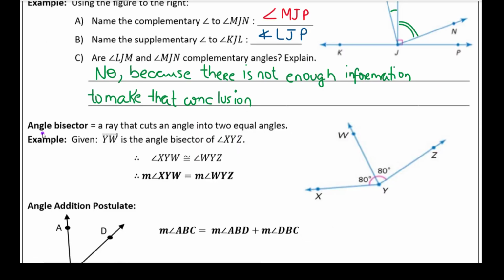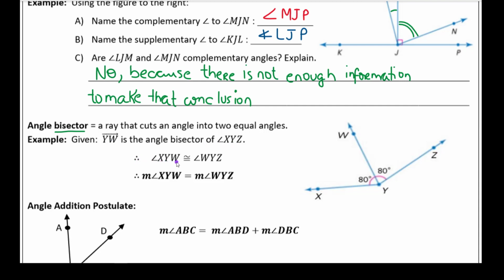Now, we're going to talk about angle bisector. If you remember, bisector means cutting something in half exactly in the middle. So an angle bisector cuts an angle right in the middle, and usually it is a ray that cuts the angle into two equal angles. If you look at this drawing right here, we have this ray YW, and it's cutting in half the big angle XYZ. So right there is the example. Ray YW is the angle bisector of angle XYZ.